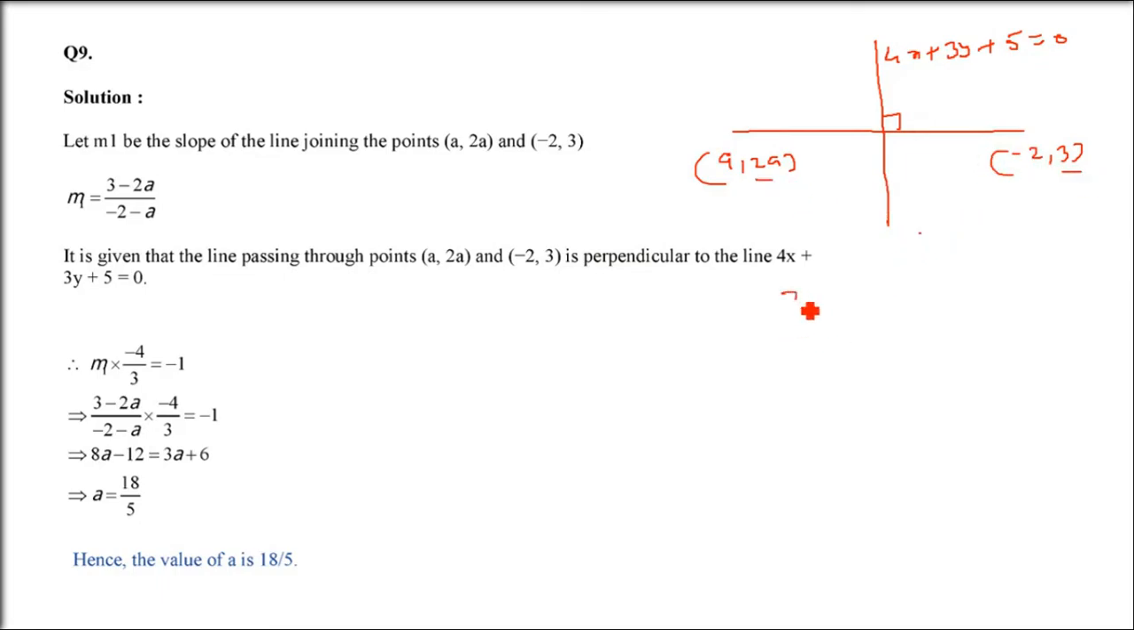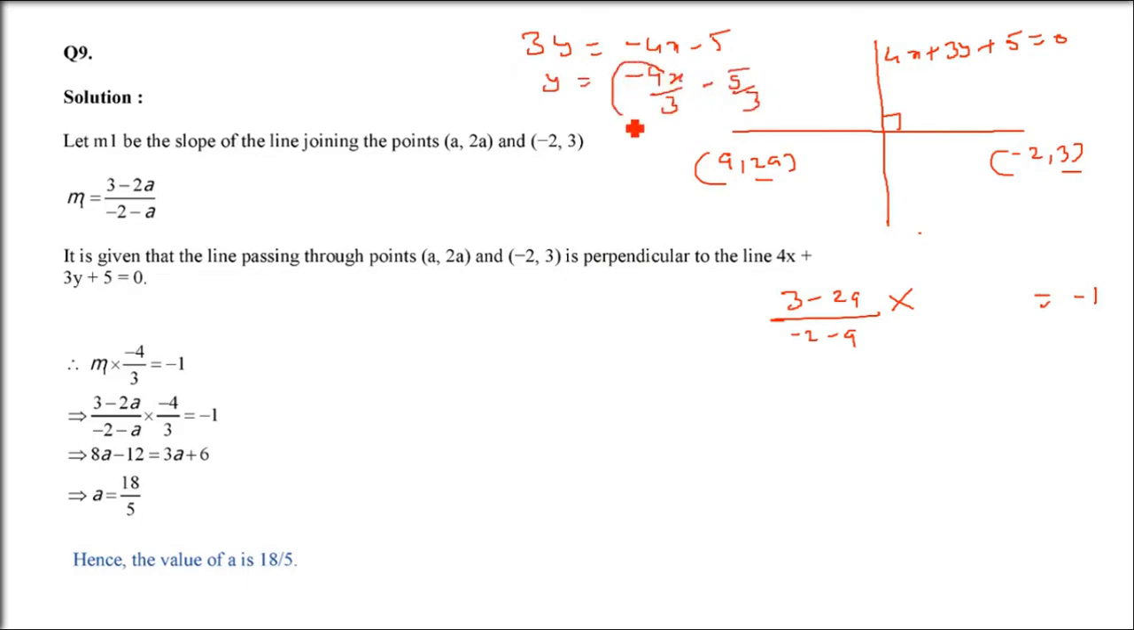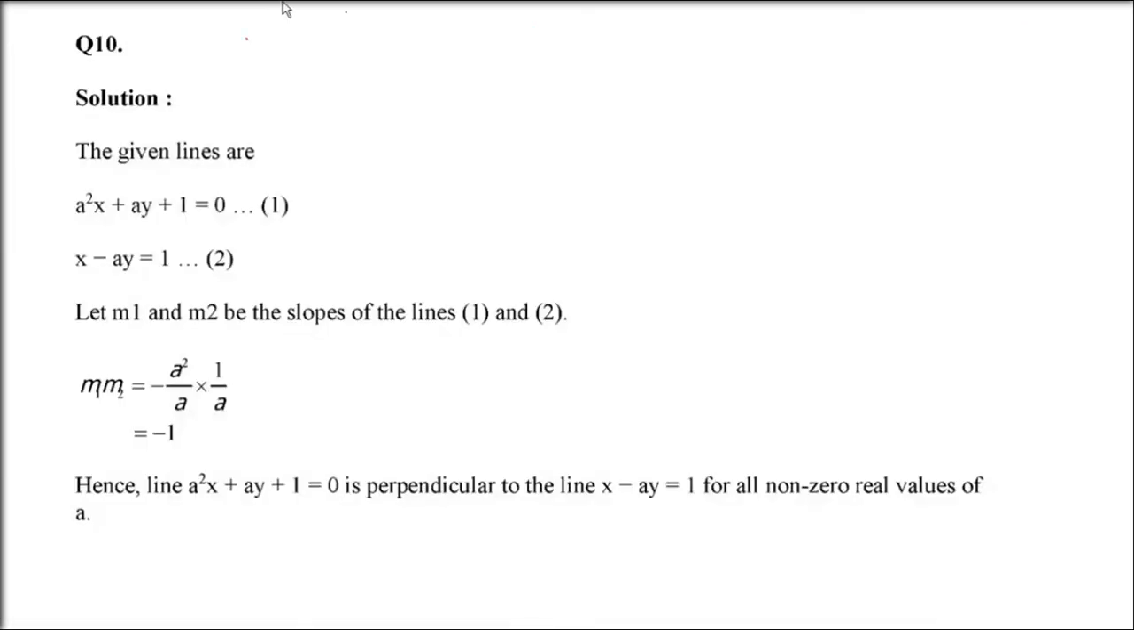What is the slope of the first line? 3 minus 2a by minus 2 minus a, multiplied by the slope of this line, will be equal to minus 1. Let me write the second line as y equals mx plus c. 3y equals minus 4x minus 5, so y will be minus 4x by 3 minus 5 by 3. So the slope is minus 4 by 3, and multiplying here, a will be 18 by 5, the value of a.